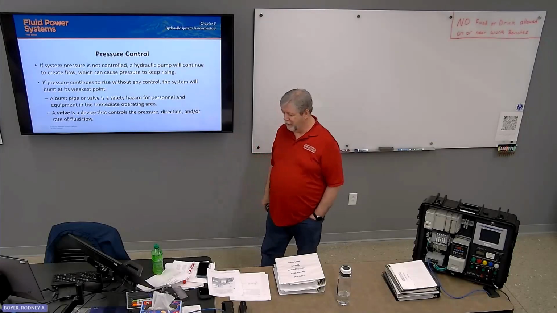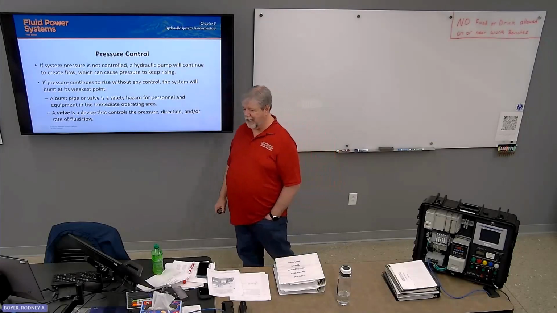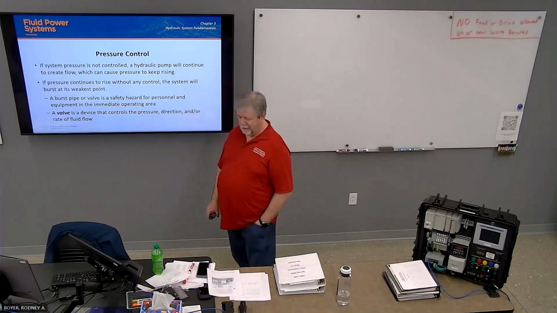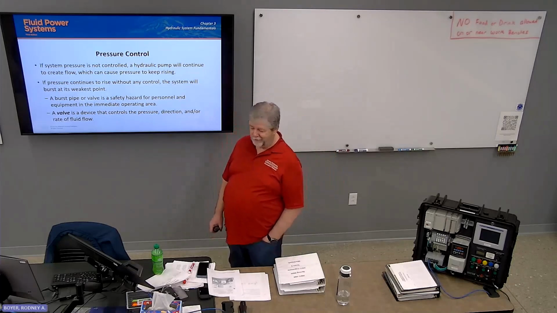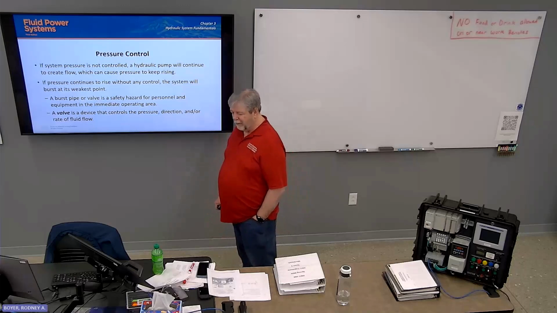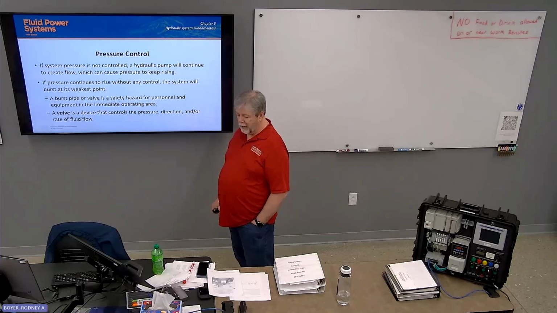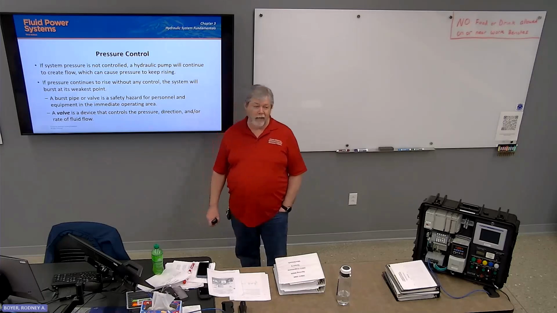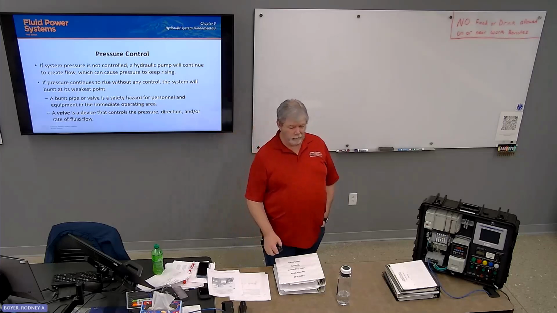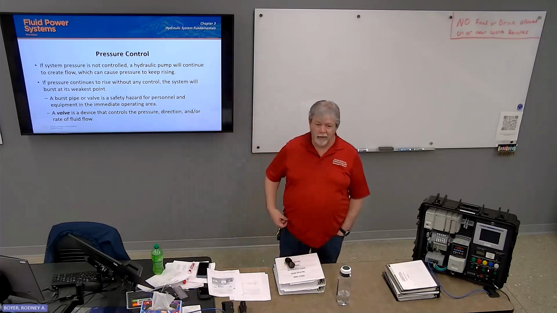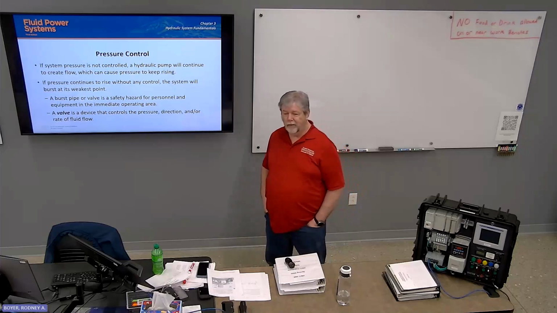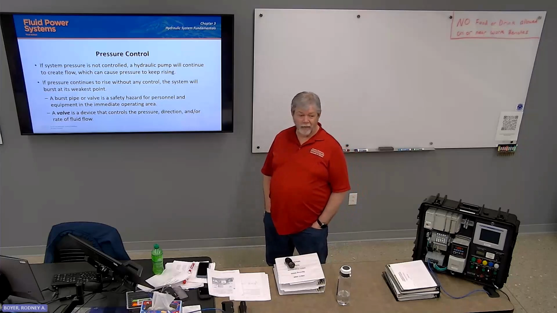Anyway, if the pressure continues to rise without control, the system will burst at its weakest point. The chain is only as strong as the weakest link. A burst pipe or valve is a safety hazard for personnel and equipment in the immediate operating area. Depending upon how the pipe or device ruptures, it may turn into shrapnel.